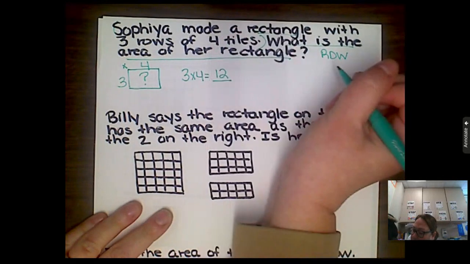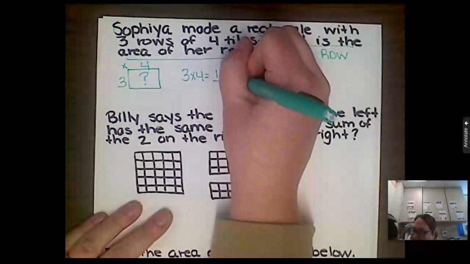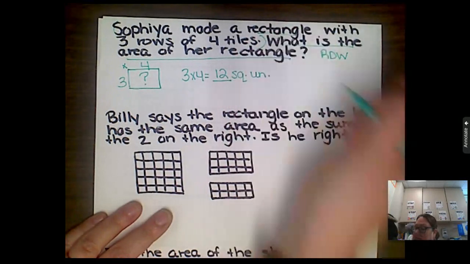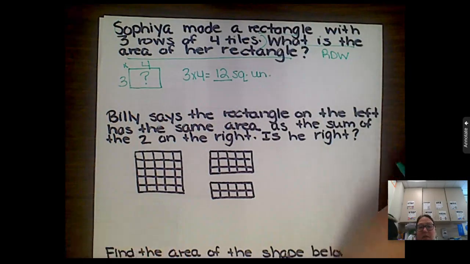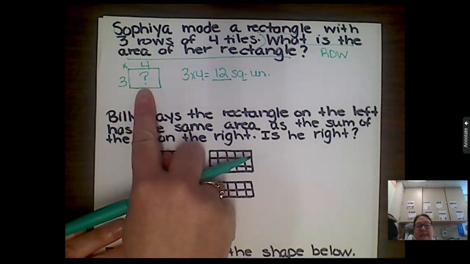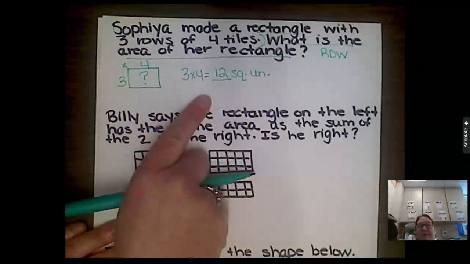And it doesn't tell us a specific unit or label, so it would be 12 square units. Okay, so the difference between those last two problems is one, we already knew the total, we knew the area. So we could fill that on the inside. This one, we did not know the area, we were finding the area.